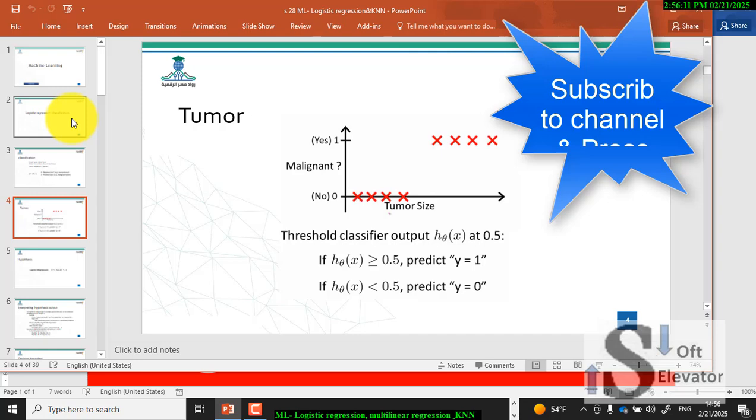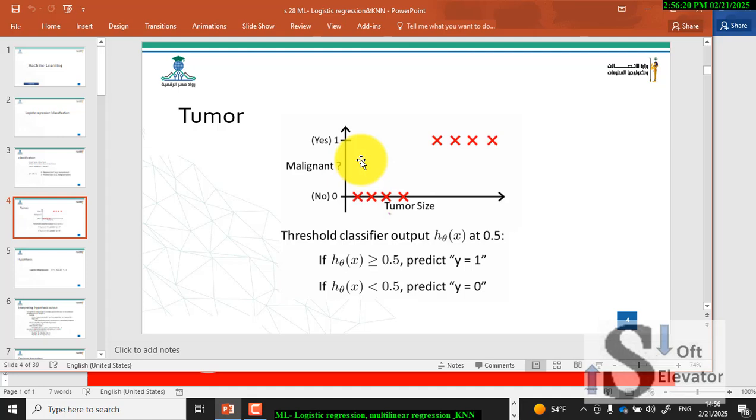If we have a linear regression, we have a line that passes through the points, but here the line will separate the false points and the true points, or the white points and the black points. So we have two sides of points, and the regression line will separate them. If the value is greater than 0.5, this is the threshold, so it's true, it's 1. If it's less than 0.5, it's 0, it's false.